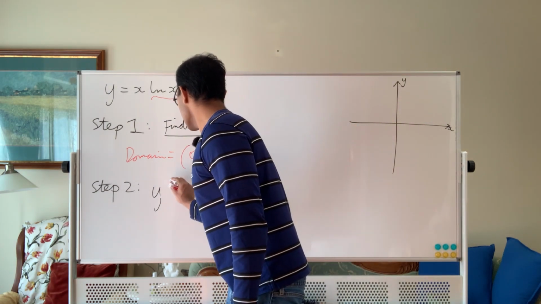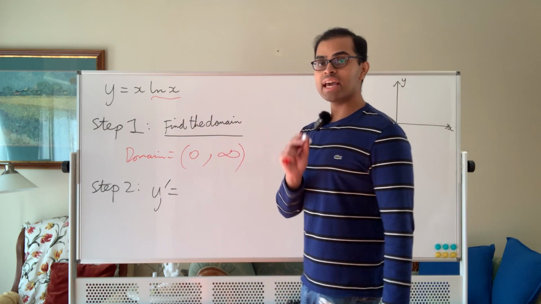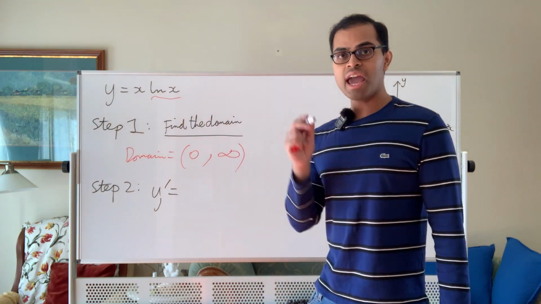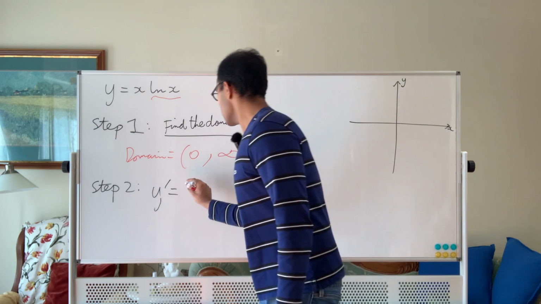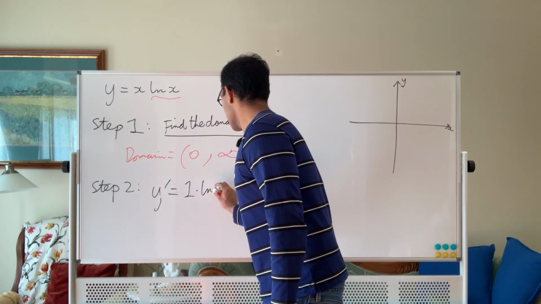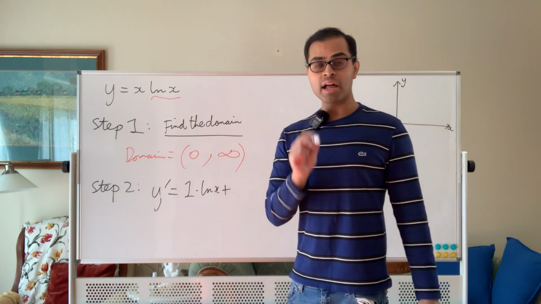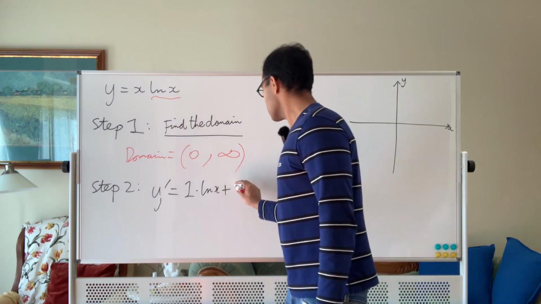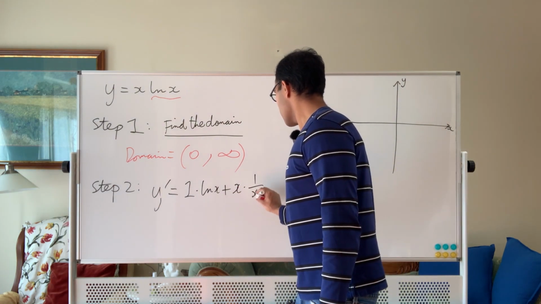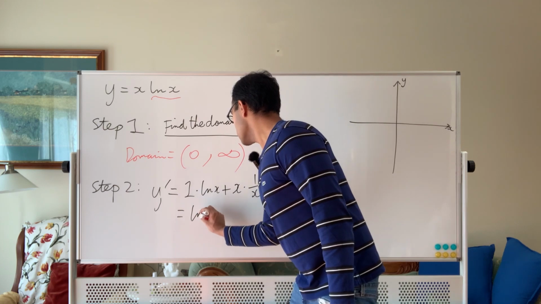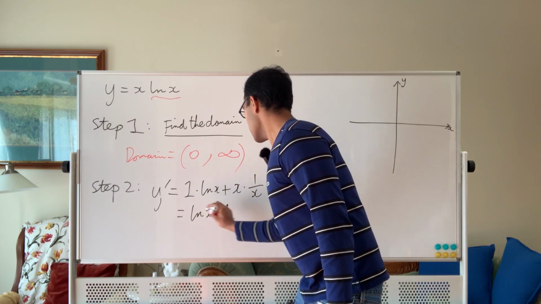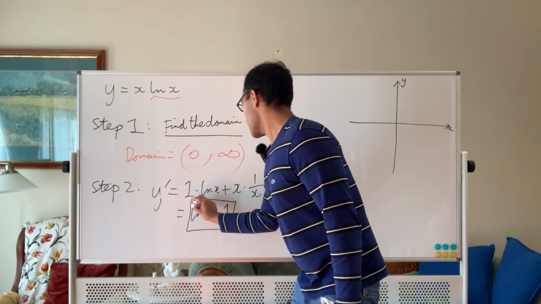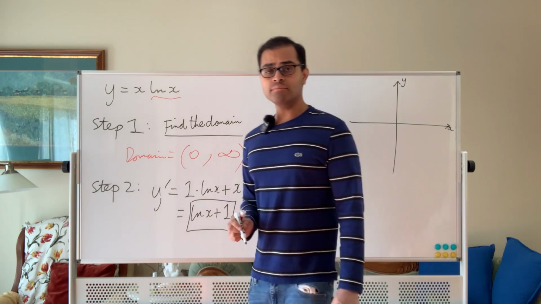So y prime is going to be, it's the product rule. It's x times log x. So differentiate x, multiply with log x. So it's going to be 1 times log x plus multiply x with the derivative of log x. And the derivative of log x is 1 over x. So it's going to be x times 1 over x. So this is just going to equal log x plus 1. Okay, so that's going to be y prime. It's going to be log x plus 1.